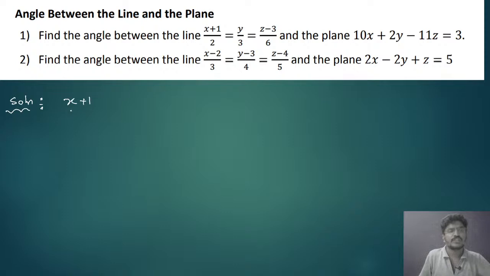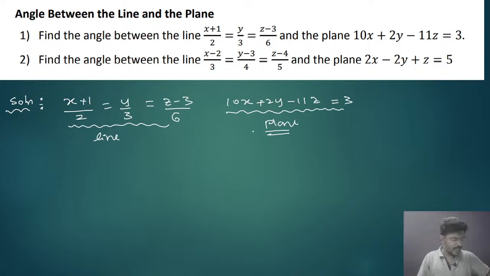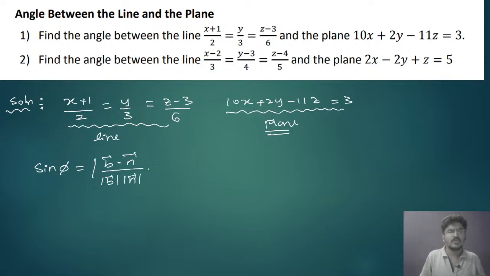What is given? (x plus 1)/2 equals y/3 equals (z minus 3)/6, and 10x plus 2y minus 11z equals 3. So here this is the line, and this is the plane. We have to find the angle between line and plane. That is given by sin phi equals mod of vector b dot vector n divided by mod of b into mod of n.